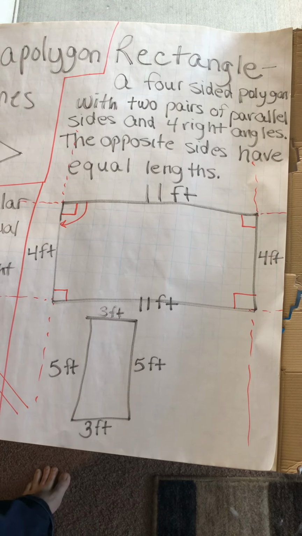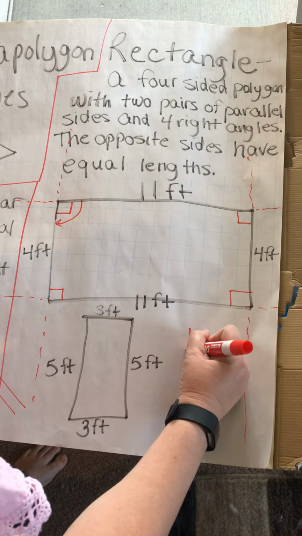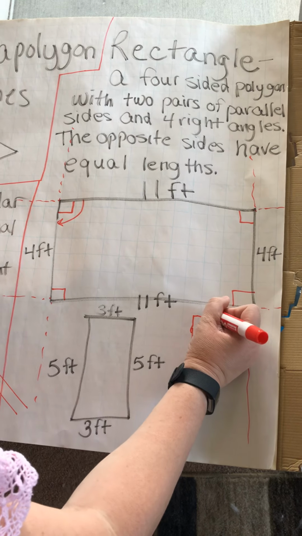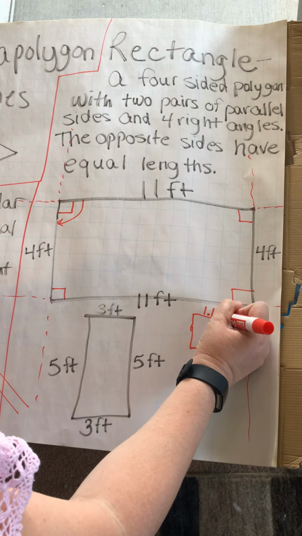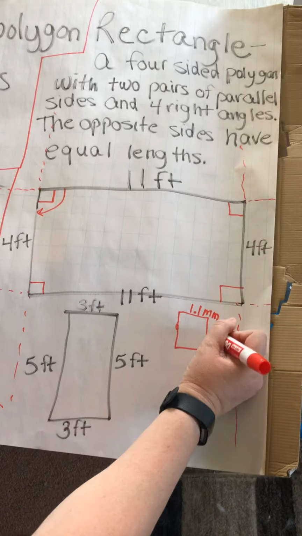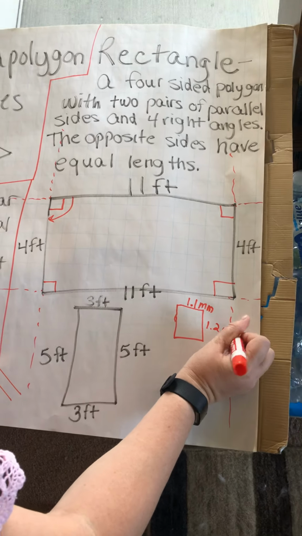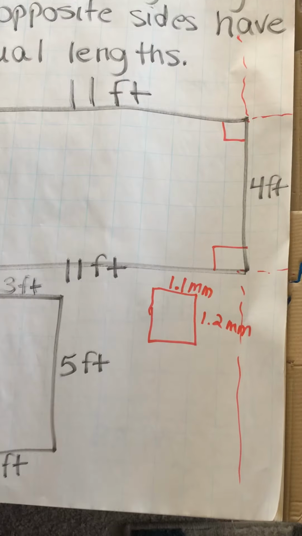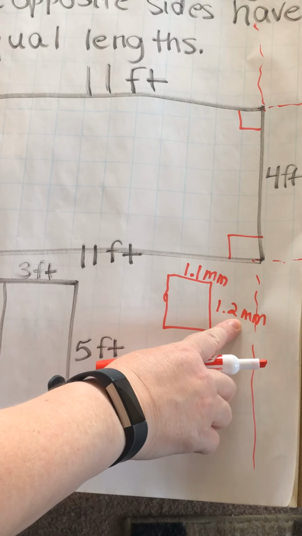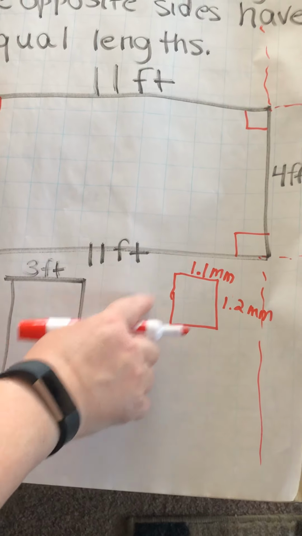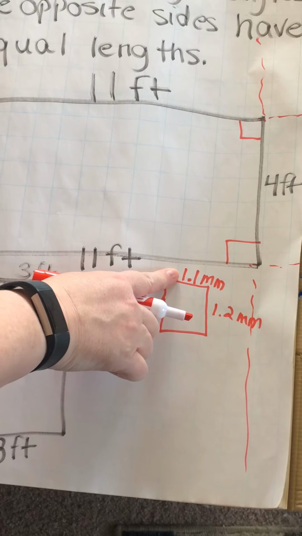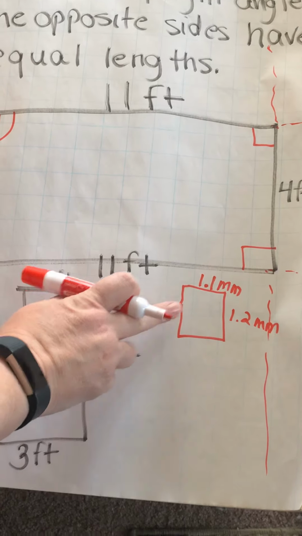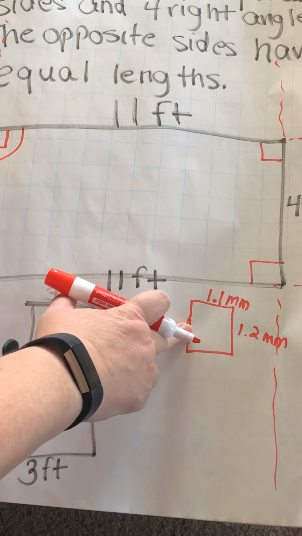So remember, if it's equal, it could look like a square, but what if I said that this side is 1.1 millimeters and this side was 1.2 millimeters? Would that be a square or would that be a rectangle? Well, hopefully you said that would be a rectangle because they are not the same on all four sides. This side is 1.1 millimeters, this side is 1.2 millimeters, so they're not the same. So that makes this a rectangle, even though it may look like a square.